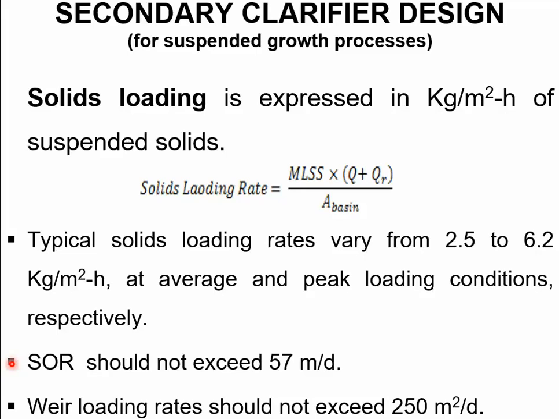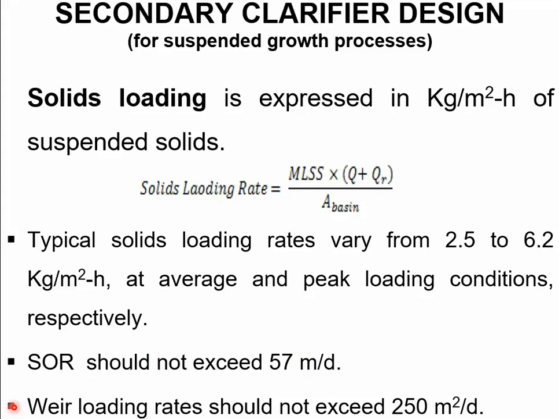Now, although SOR, surface overflow rate, is not the design parameter for secondary clarifier, still it has to be checked and it should not exceed 57 meters per day. While in primary sedimentation tanks or primary clarifiers, the design basis was SOR. They are designed on the basis of SOR, and normally SORs are in the range of 20 to 40 meters per day. Here for secondary clarifier, this is not the primary design value or factor. However, it should not exceed the value of 57 meters per day.